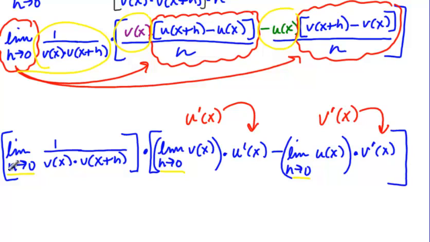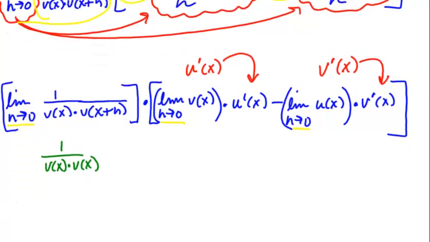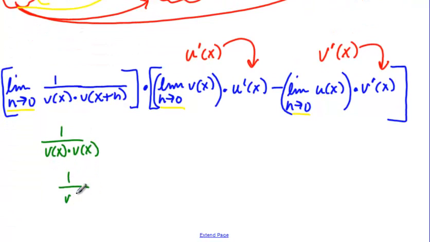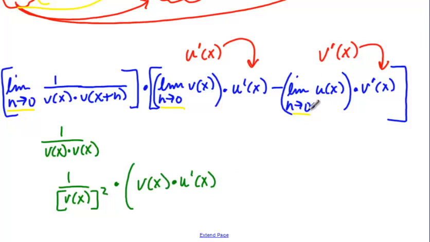So if we look at this, as h goes to 0, this is just going to become v of x. So I end up with 1 over v of x times v of x. And another way we could write that is 1 over v of x, that entire quantity squared. All right, then I've got times all of this stuff, which if you look at this, there's no h in this term, so this is just going to end up being v of x times u prime of x. And again, right here, when I take the limit as h approaches 0, there is no h, so that's just going to be u of x times v prime of x.